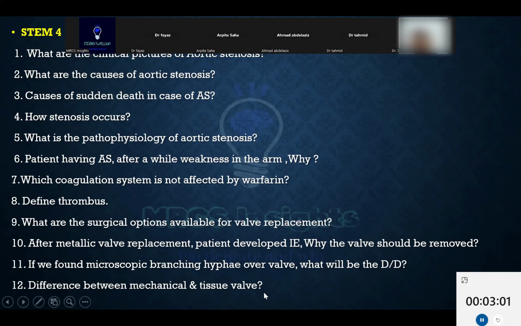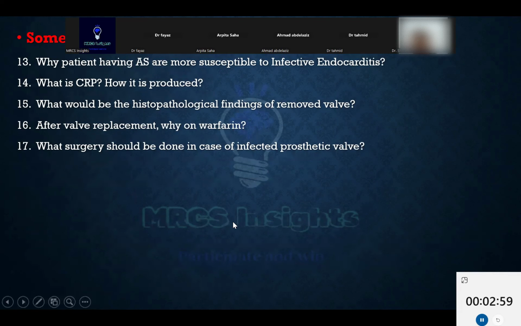Very good. Okay. Now tell me why patients having aortic stenosis are more susceptible to infective endocarditis. Okay, so due to aortic stenosis, the blood cannot go smoothly over the valve, so that area acts as a good space for the colonization of bacteria, causing infective endocarditis. Very good. Can you tell me what is CRP? This is C-reactive protein, which is a byproduct of acute inflammation. And how is it produced?